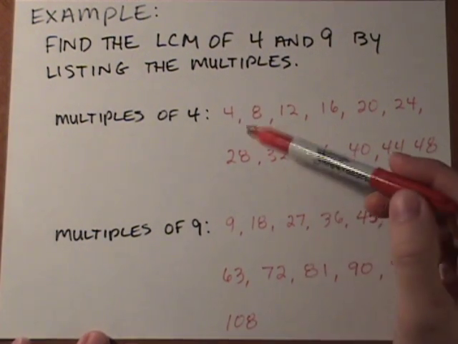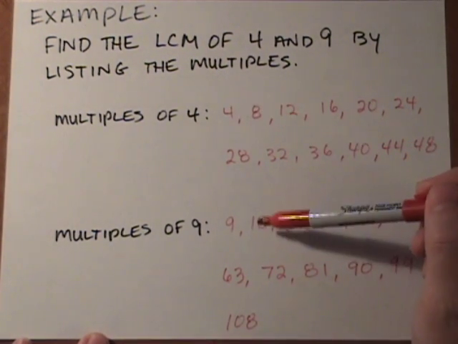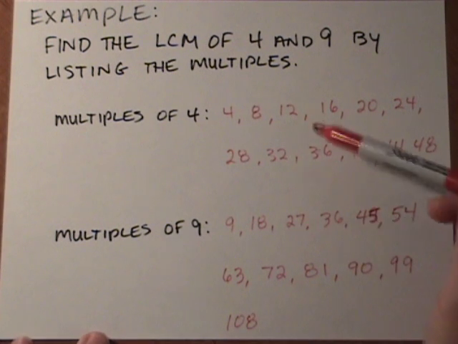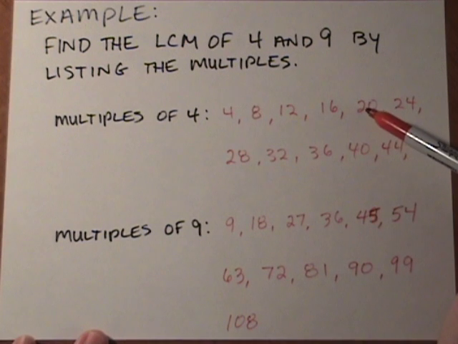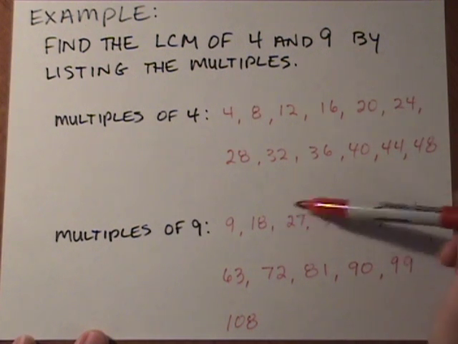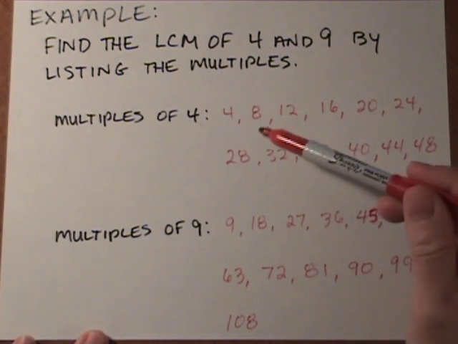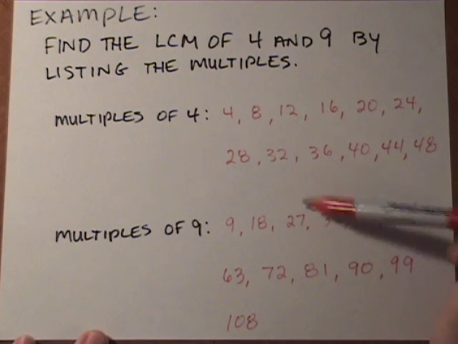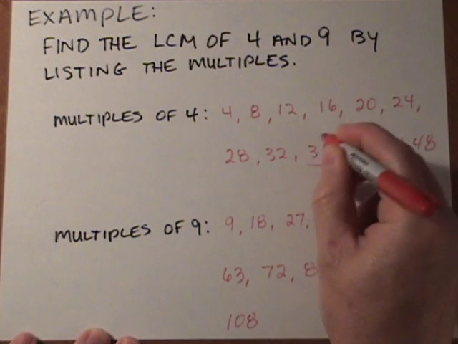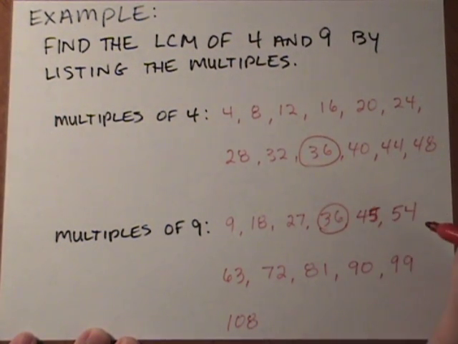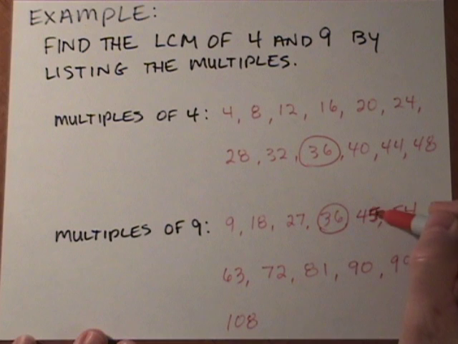And more importantly, what's the smallest number that they share or have in common? So if I go through and I say 4 and 8, no. 8 and 18, no. 12, I don't have 12 over here. I don't have 16 over here. I got 18, that's kind of close. 20, I don't have 20 over here. 24, that's kind of close. 28, nope, not yet. 32, ooh, I got close to 36. Ooh, look, I have 36. So 36 and 36 are common numbers. 40, 44, 45, 48, not yet.